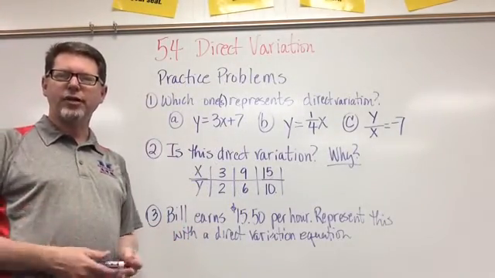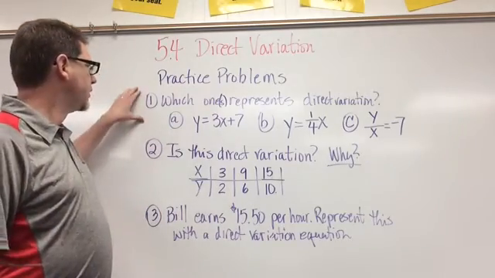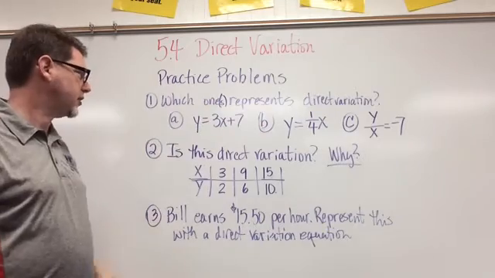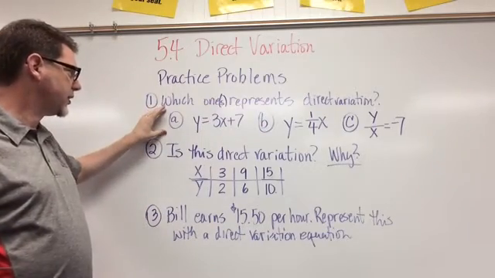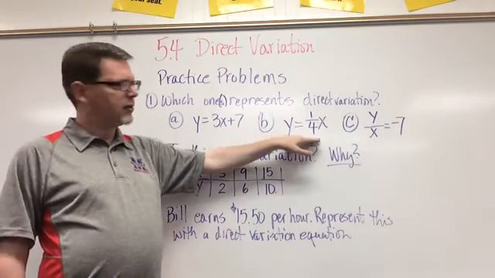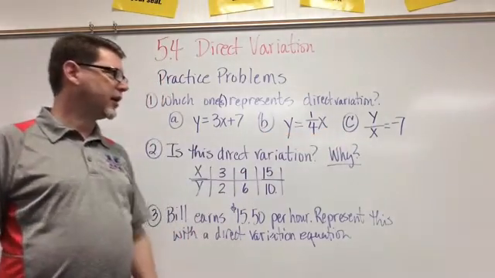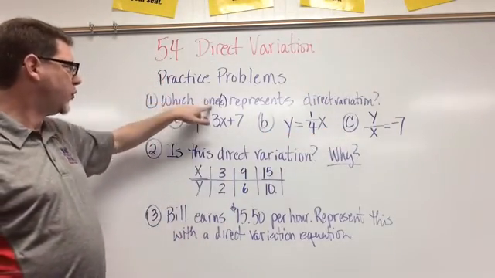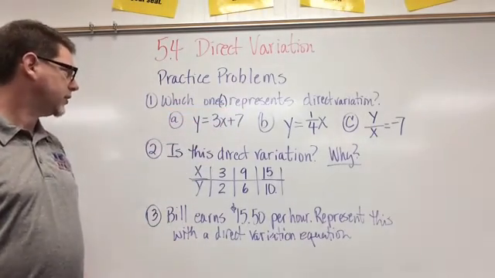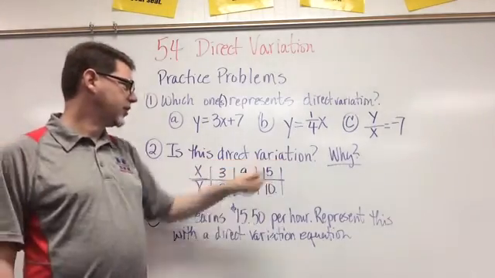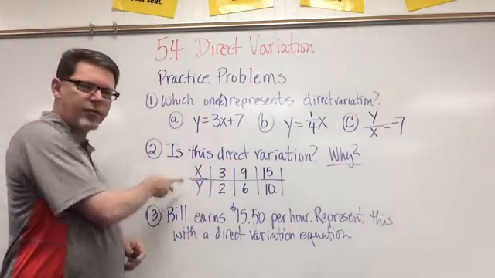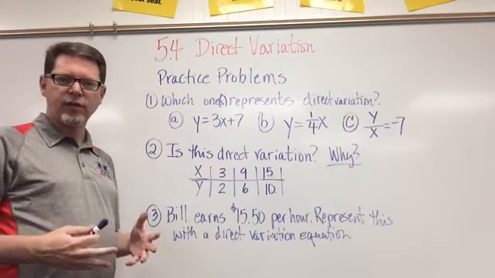And here are your 3 practice problems for tonight. The first one: which one or ones represent direct variation? You've got choice A, y equals 3x plus 7, choice B, y equals 1/4 x, or choice C, y over x equals negative 7. Which one or ones represent direct variation? Number 2, is this direct variation and why? Looking at this table right here, does it represent direct variation and why?